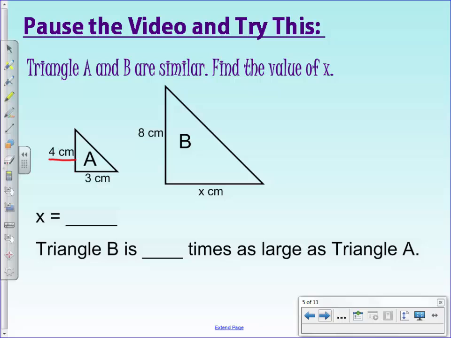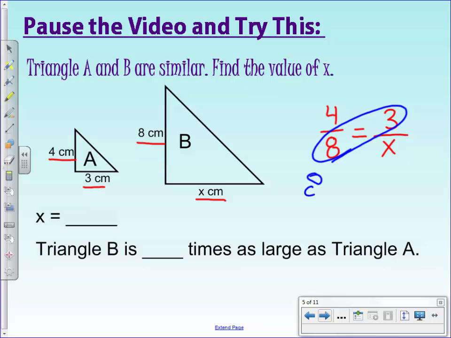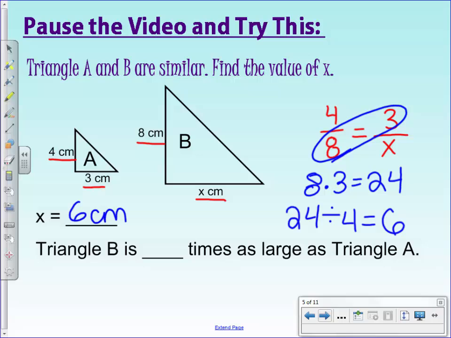Triangles A and B are similar, so 4 corresponds to 8 and 3 corresponds to x. So we would write the ratio 4 over 8 equals 3 over x. And to solve, you cross multiply. 3 times 8 is 24. And 24 divided by 4 is equal to 6. So x is equal to 6 centimeters.